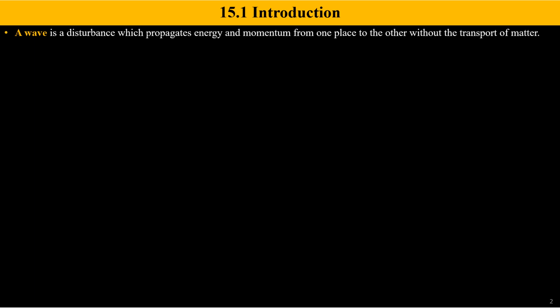Introduction. A wave is a disturbance which propagates energy and momentum from one place to the other without transport of matter. There are three types of waves: mechanical waves, electromagnetic waves, and matter waves. In this chapter, we will study only mechanical waves. However, we will describe briefly all the three types of waves.